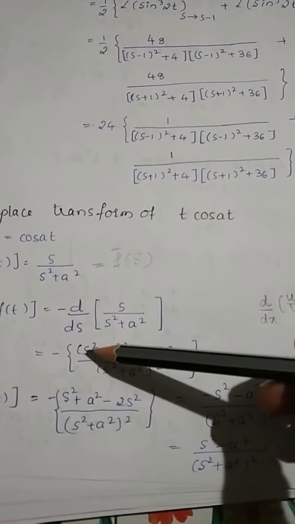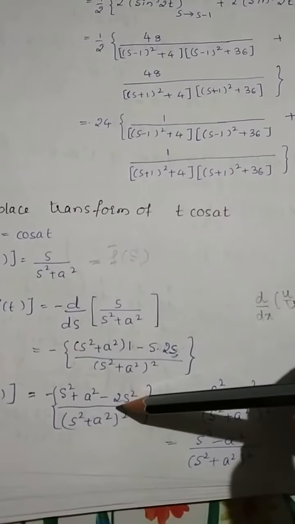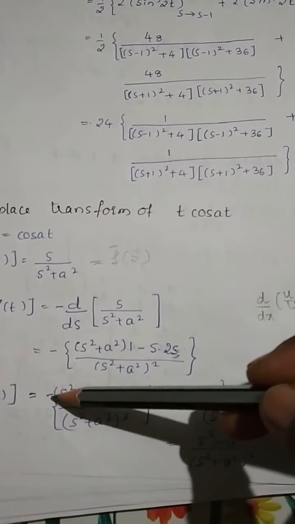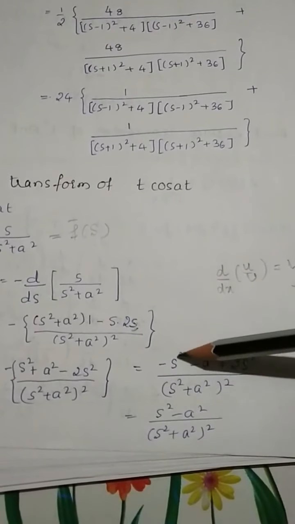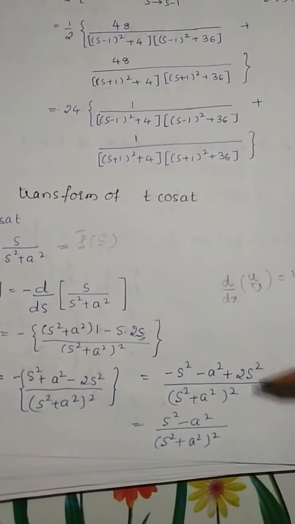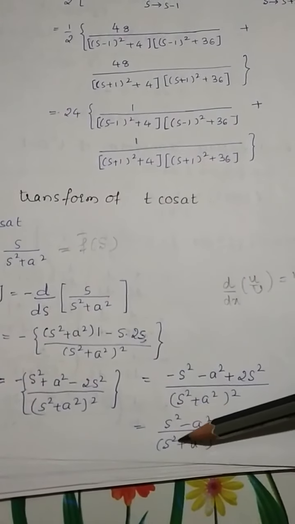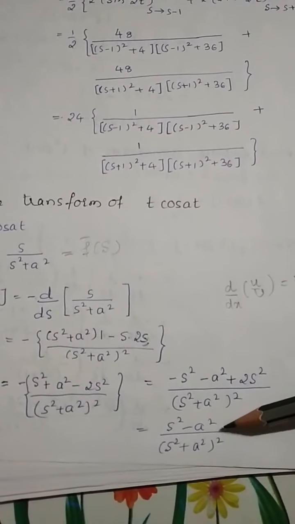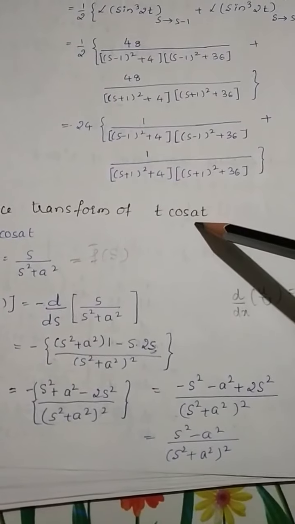Next, this becomes s square plus a square minus 2s square upon s square plus a square whole square, and outside the bracket minus is there. Next, multiplying minus to the bracket terms, that is minus s square minus a square plus 2s square upon s square plus a square whole square. Next, minus s square plus 2a square. Simplifying these terms, we have obtained s square minus a square upon s square plus a square whole square. This is the Laplace transform of the given function using property 2.